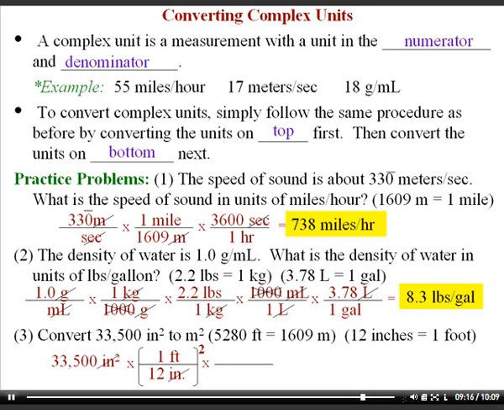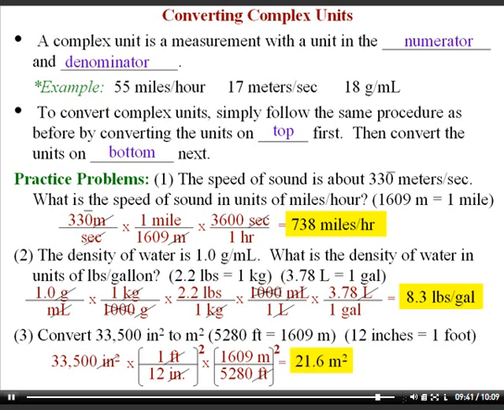And then in your last ratio, we're going to change feet into meters. So we can put feet on the bottom and then meters on the top, but we have to square everything. So when you're doing this in your calculator, you're going to have to take 33,500 and multiply by 1 squared, and then multiply by 1609 squared, and then divide by 12 squared, and divide by 5280 squared. So everything is squared, the numbers and the units, for them to successfully cancel out.